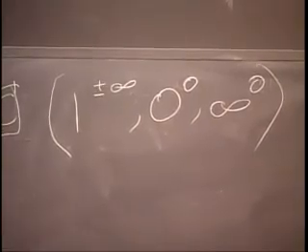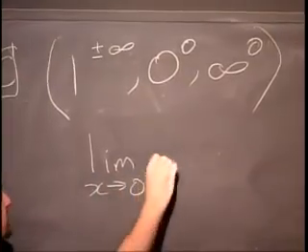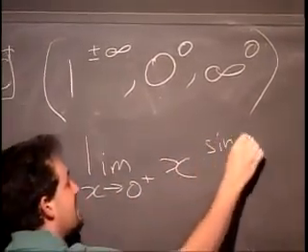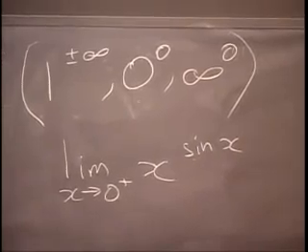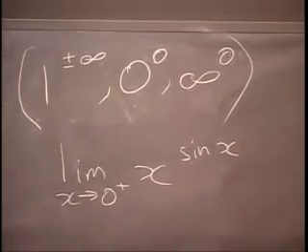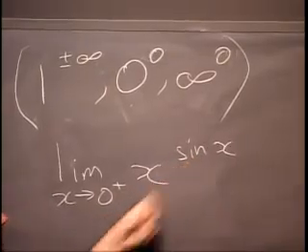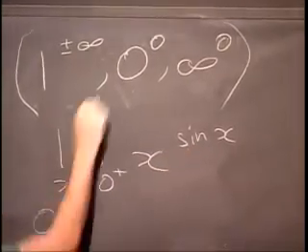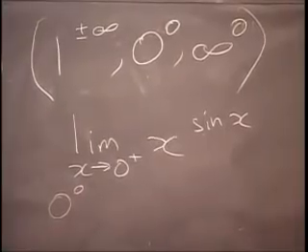The first example I want to show you is the limit as x goes to 0 plus of x to the power sine x. So if you plug in 0 here, you get 0 to the power 0. So this is a 0 to the 0 form. That's actually the middle one of these forms. So how do you deal with this? This is kind of messy.